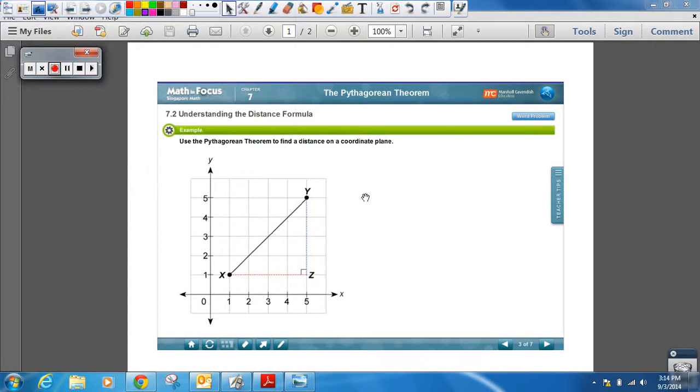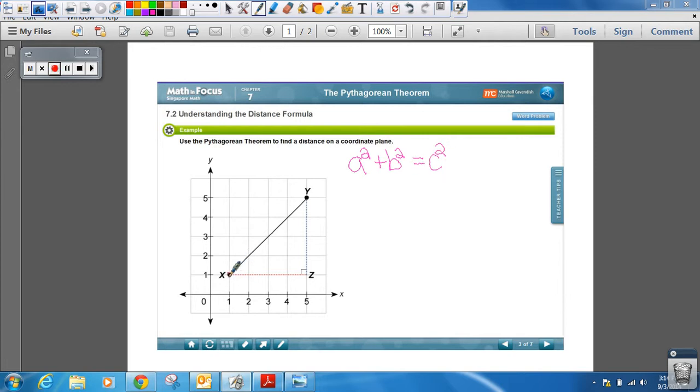Today we'll be doing 7.2 day 1. And on this we're still using the Pythagorean Theorem, but now we're using the Pythagorean Theorem to find a distance on a coordinate plane. So as we recall, a squared plus b squared equals c squared is the Pythagorean Theorem.